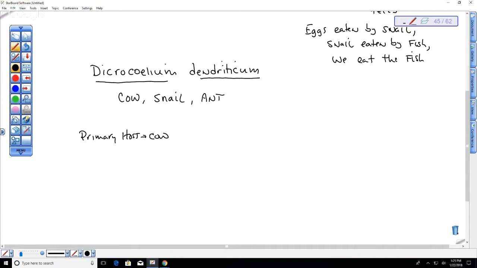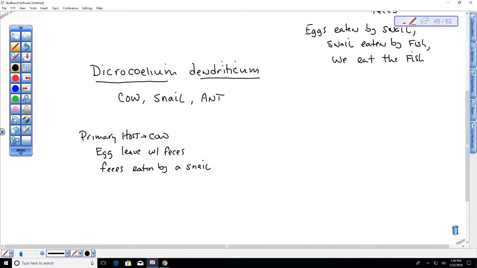So that's where the egg and the sperm come together to form eggs. And so the eggs leave with the feces. The feces are eaten by a snail. But in this particular instance, the snail doesn't get eaten by the ants, but rather the snail releases the larvae in what are called slime balls.